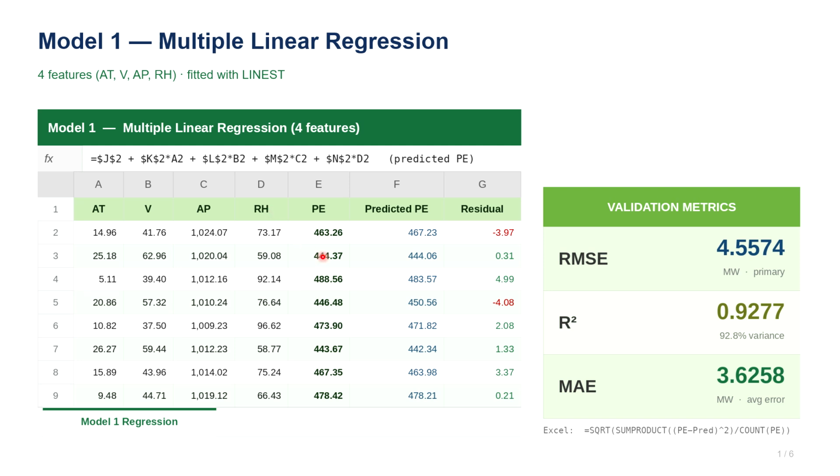The algorithm is multiple linear regression. Notice the formula bar at the top. Predicted PE equals an intercept plus a coefficient times each feature. In Excel, I compute those coefficients with the LINEST function. The predicted PE column applies that equation, and the residual column is simply actual minus predicted, how far each prediction is.